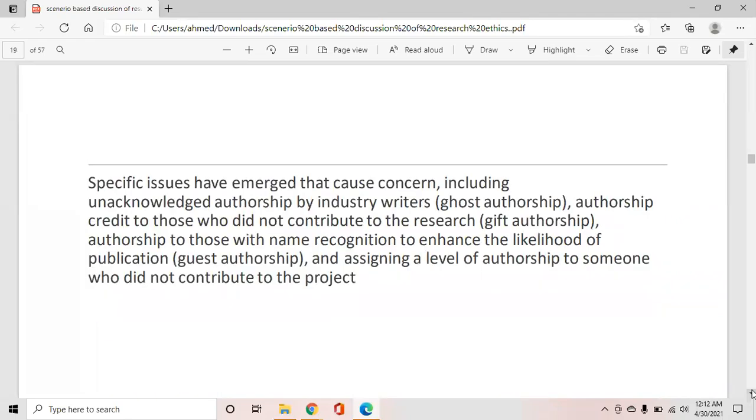Specific issues have emerged that cause concern, including unacknowledged authorship by industry writers, that is, ghost authorship; authorship credit to those who did not contribute to the research; gift authorship to those with name recognition to enhance the likelihood of publication; guest authorship; and assigning a level of authorship to someone who did not contribute to the project.